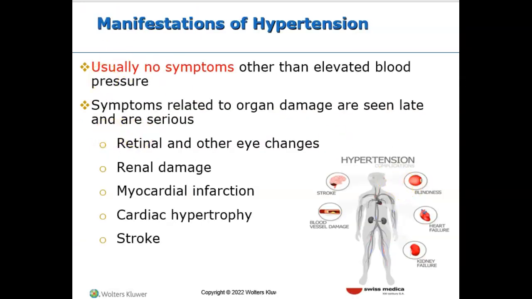Usually no symptoms other than your blood pressure reading, so it's important to have it screened. But other symptoms that can show that there's some organ damage, and by the time these happen, it's kind of late. Retinal or other eye changes, renal damage, myocardial infarction, cardiac hypertrophy, and stroke. Those are all things that are pretty big risk factors if you have undiagnosed or untreated or unmanaged hypertension.